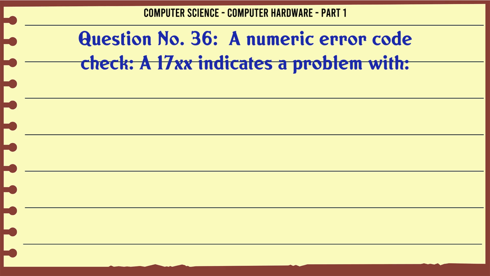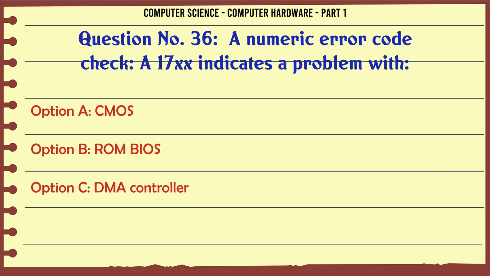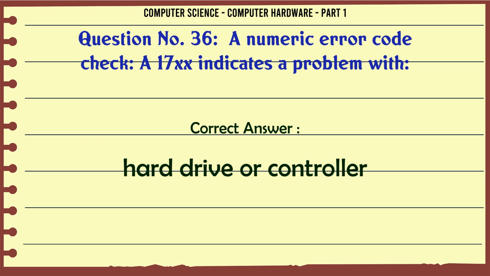A numeric error code, A17XX, indicates a problem with: A. CMOS. B. ROM BIOS. C. DMA controller. D. hard drive or controller. The correct answer is hard drive or controller.